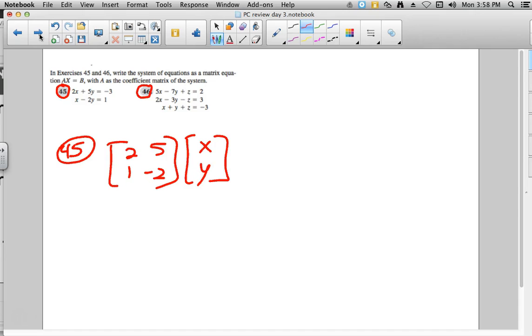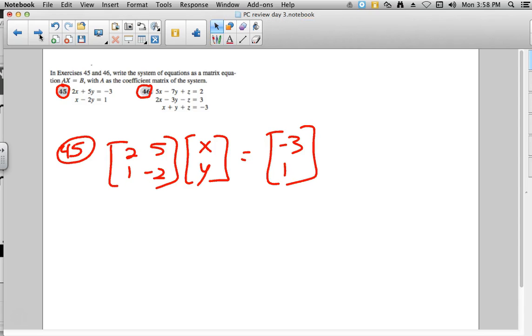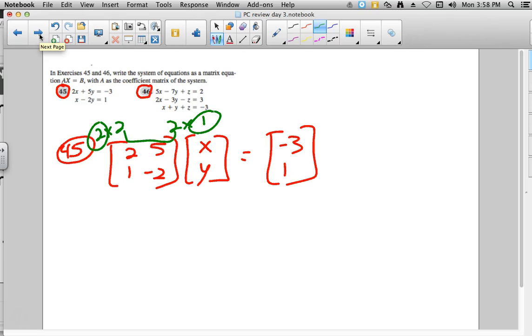And if we were to do the matrix multiplication on those two, which we can, we have a 2 by 2 and a 2 by 1. So we'll get a 2 by 1 as a result. That would give us 2x plus 5y and x minus 2y. Now, those two together will come out to be negative 3 and 1. Again, because this is 2 by 2, and this is 2 by 1. The 2's on the inside match, which means we can do the multiplication, and the result will be a 2 by 1 matrix.